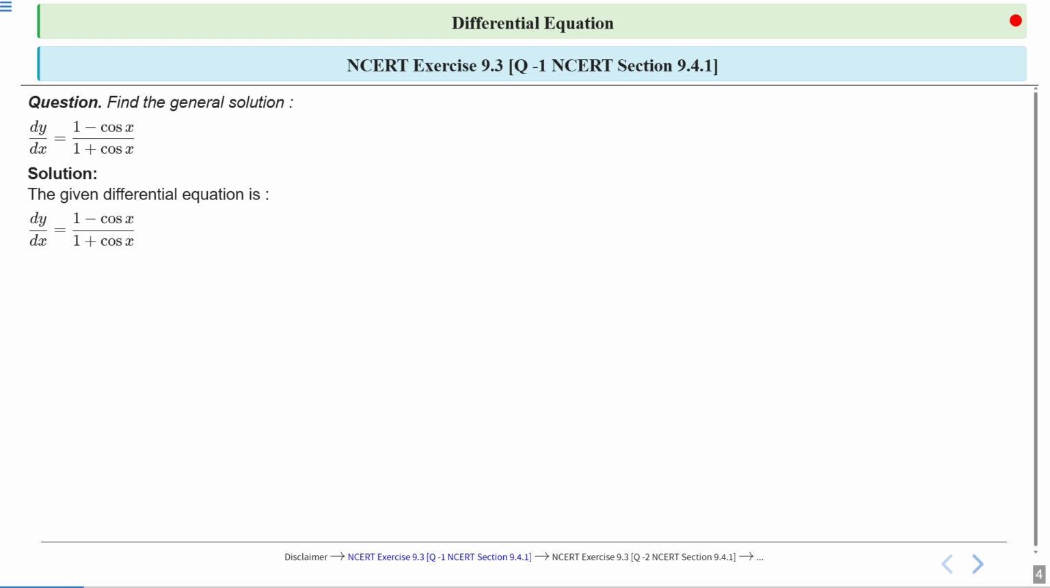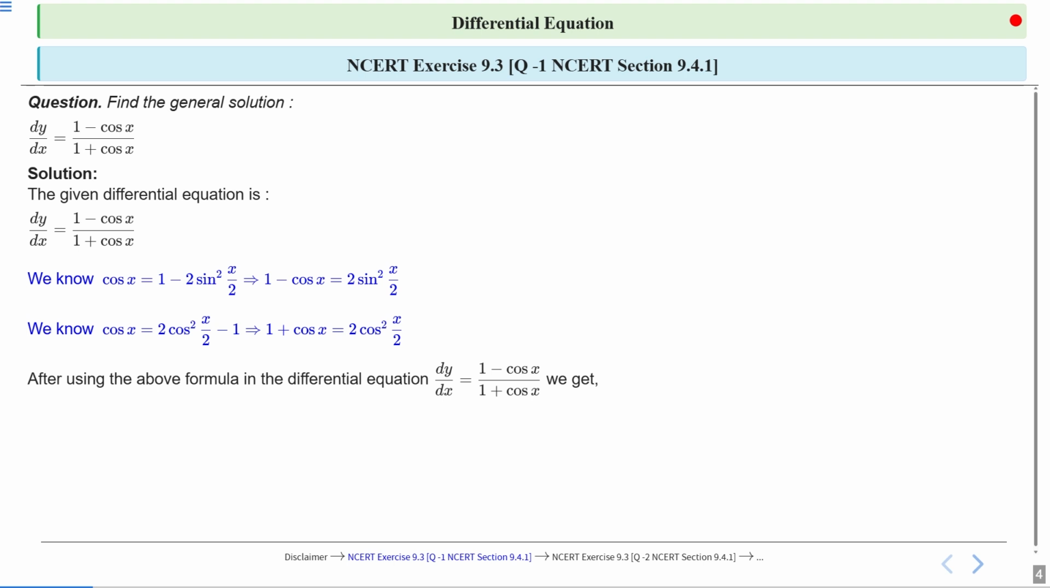So the given differential equation is dy by dx is equal to 1 minus cos x by 1 plus cos x, and we know that cos x is equal to 1 minus 2 sin square x by 2. So 1 minus cos x can be written as 2 sin square x by 2, and 1 plus cos x can be written as 2 cos square x by 2. So by using this formula, the differential equation becomes 2 sin square x by 2 by 2 cos square x by 2.